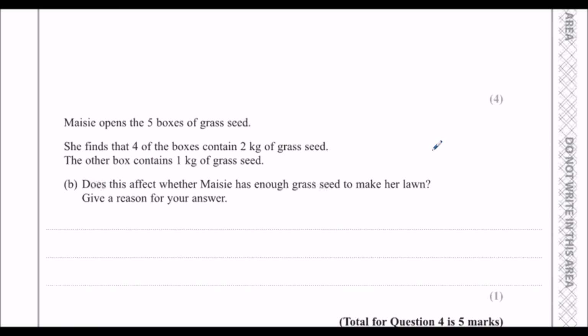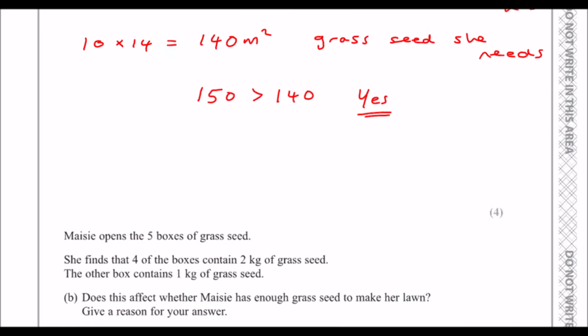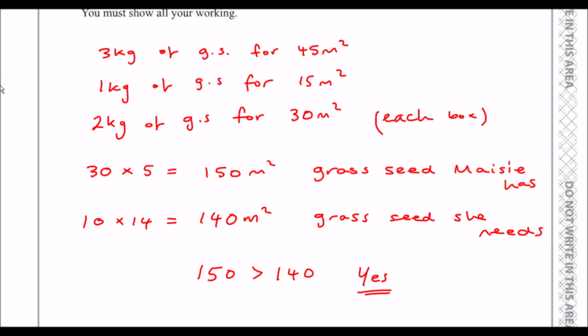Maisie opens the 5 boxes of grass seed. She finds 4 of the boxes contain 2 kilograms of grass seed. The other box contains 1 kilogram of grass seed. Does this affect whether Maisie has enough grass seed to make her lawn?